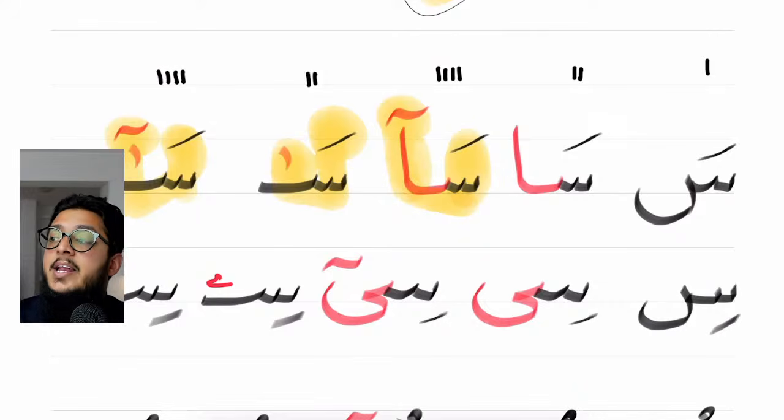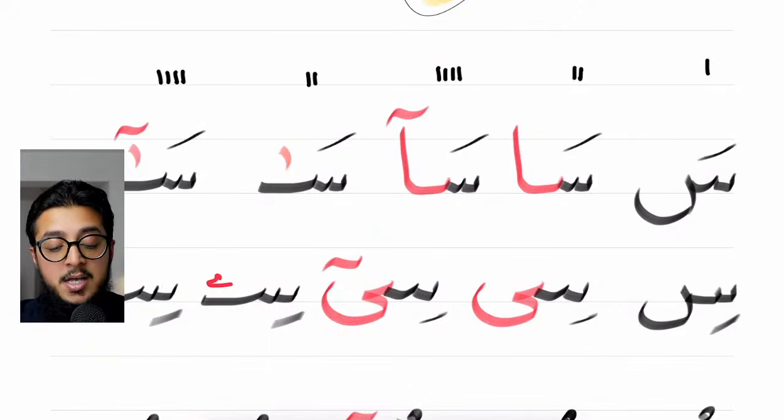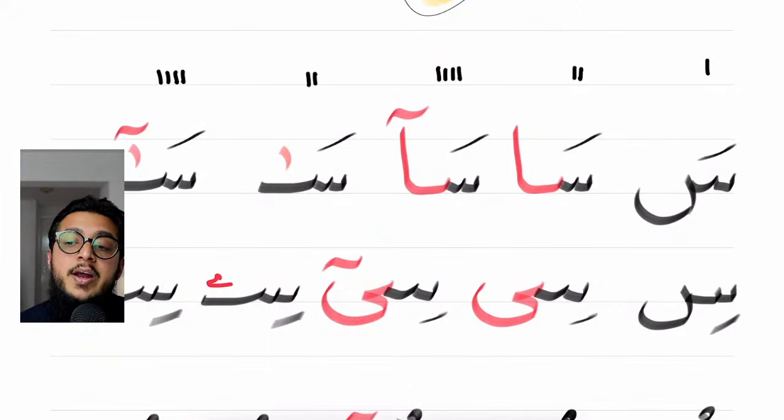Now, look at these silent letters. Look at these silent letters. I cannot read them on their own. I have to spell them and read them with an active letter, guys. All these things that you're seeing in red, you would never find them in the Quran on their own.